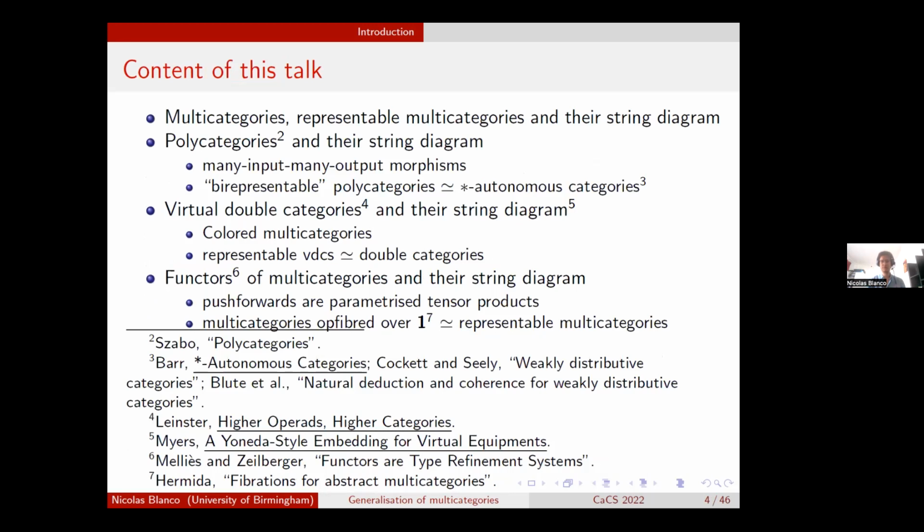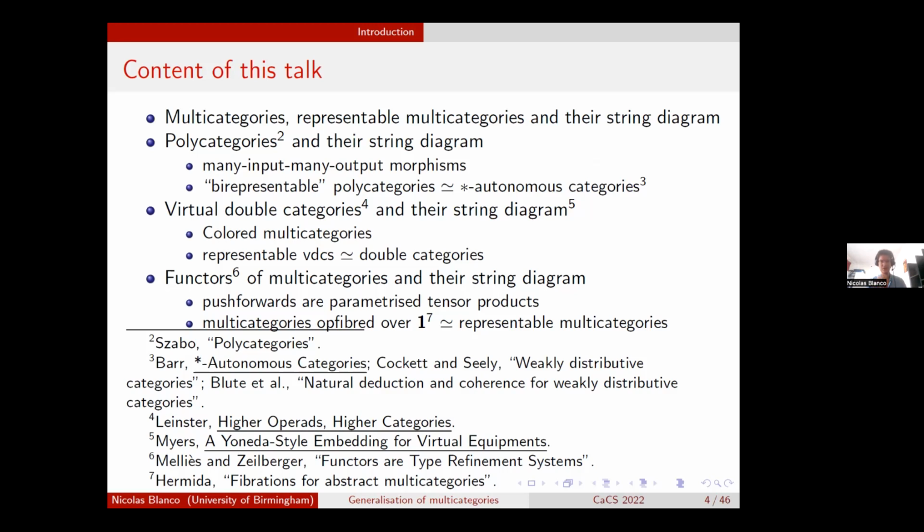In this talk, I will first talk about multi-categories, the notion of representable multi-categories, multi-categories with tensor products, and their string diagrams. And then I will look at three different ways of generalizing multi-categories. One is polycategories, which were introduced by one of Lambek's students, Szabo, in the 70s, if I remember correctly. These are generalizations where the morphisms now also have many outputs. And representable polycategories are related to star-autonomous categories, which are models of linear logic, but classical linear logic, not intuitionistic.